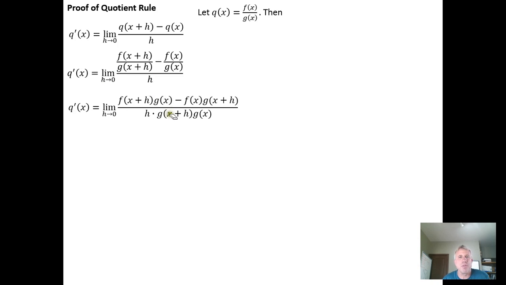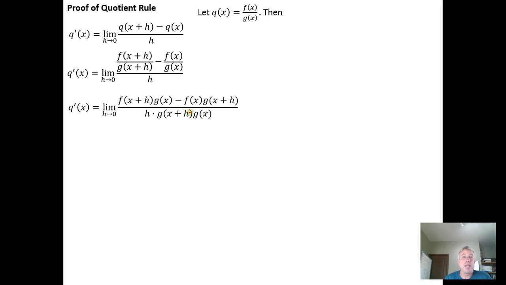Here, all that happened on this line is we found a common denominator. I have my f of x plus h times my g of x minus my f of x times my g of x plus h. My common denominator was g of x times g of x plus h, but this division by h was the same as multiplying by a 1 over h, which I can either decide to tuck in underneath with the other stuff, or I can leave pulled out front.